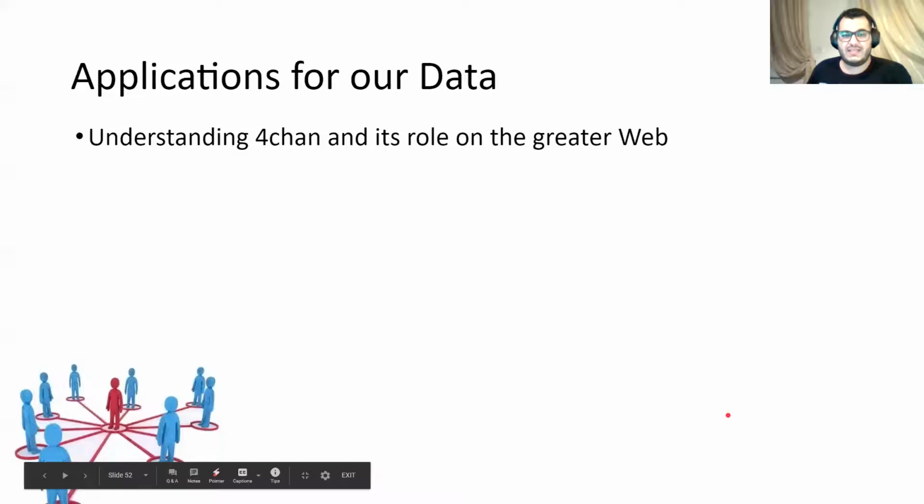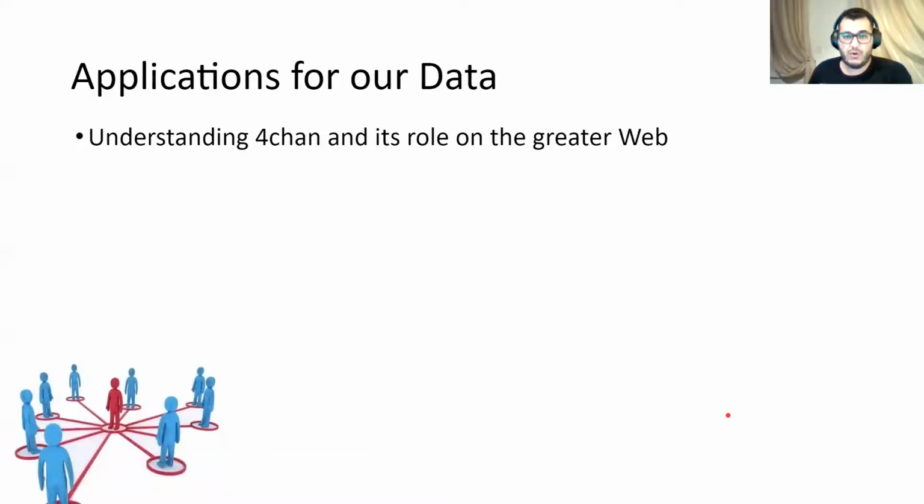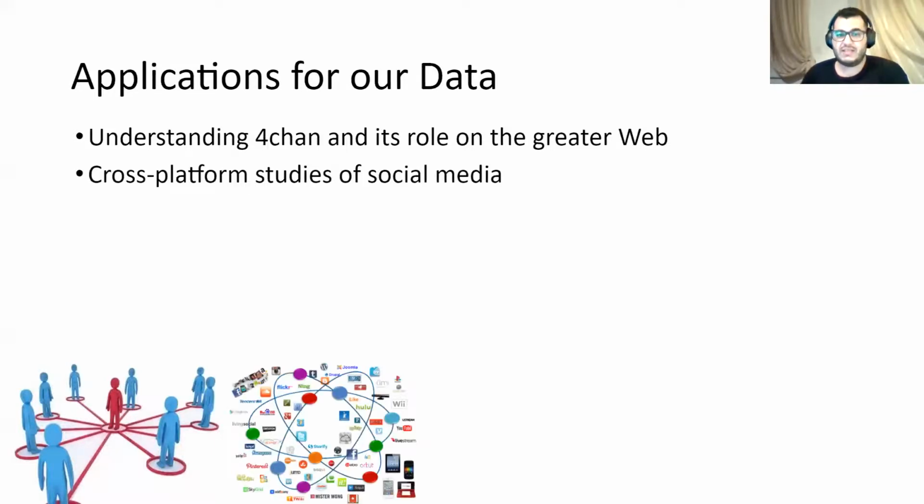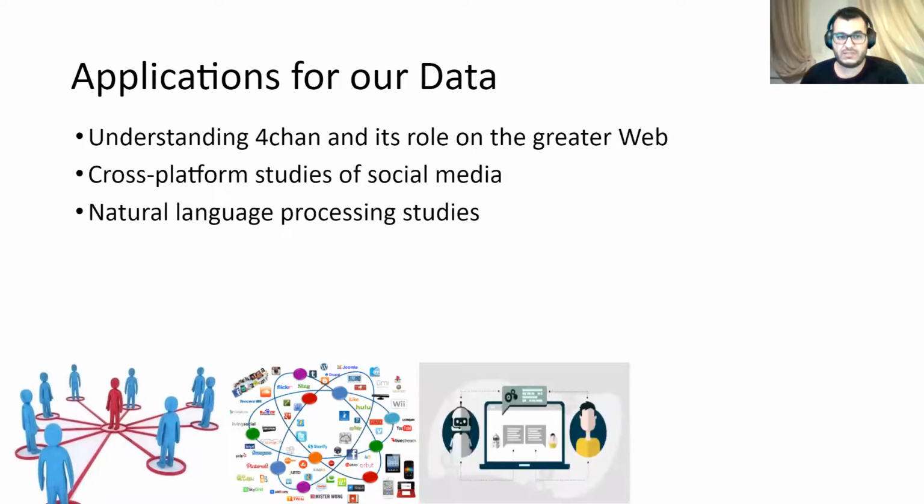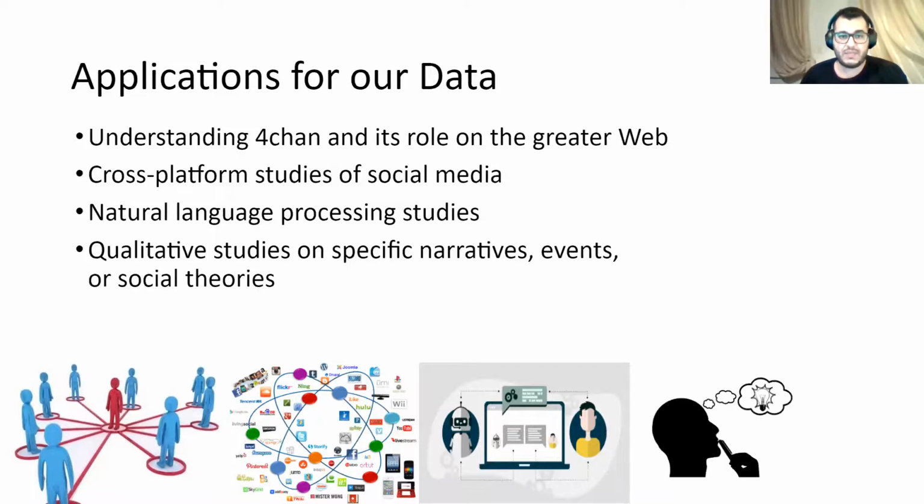Now, we hope that this dataset can be used to further understand 4chan's role on the greater web, including fake news and meme dissemination. Moreover, using this dataset in conjunction with data from other social networks could demonstrate the similarities and differences of users of different communities. Our dataset is also a valuable resource for training algorithms in natural language processing, modeling of slang words, or detecting hate speech. Finally, we hope that the data can be used in qualitative work to present in-depth case studies of specific narratives, events, or social theories.